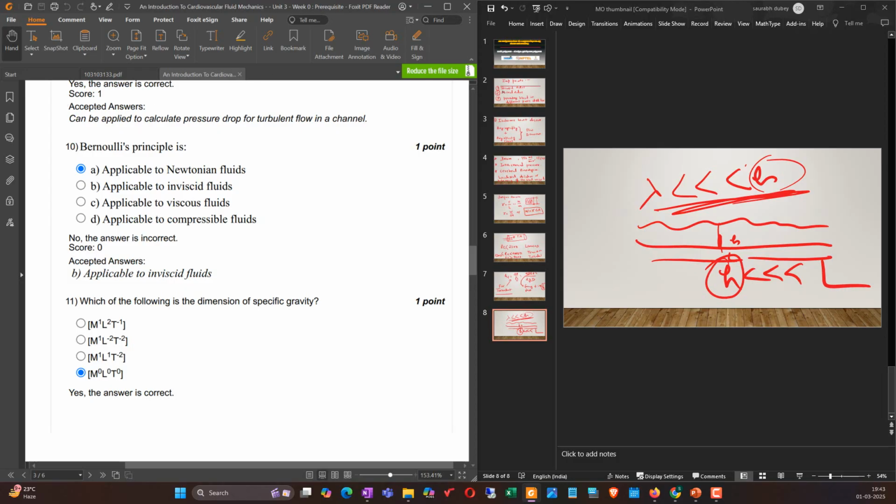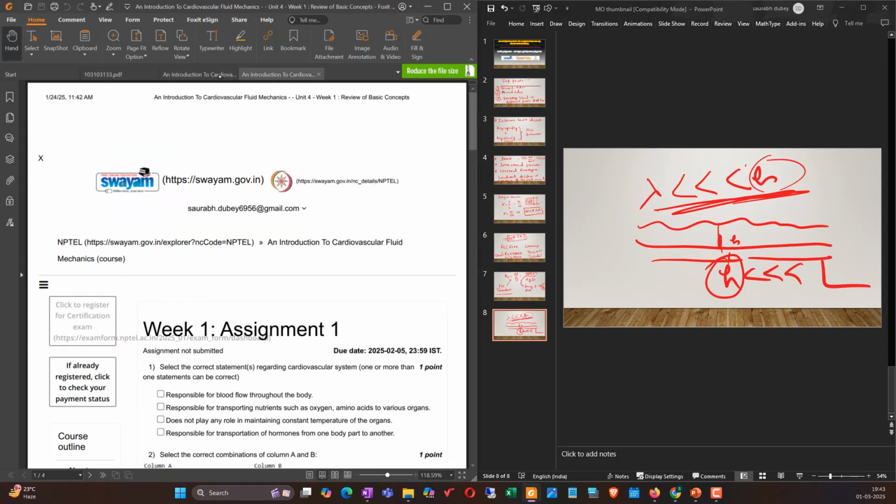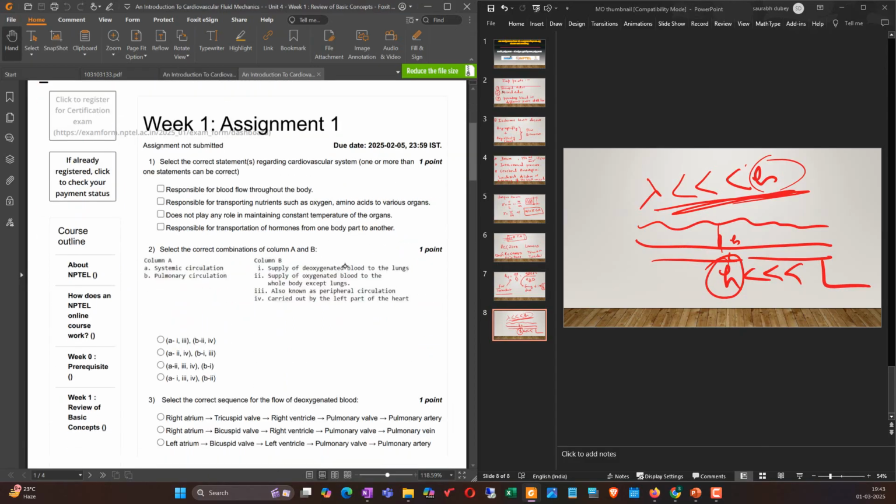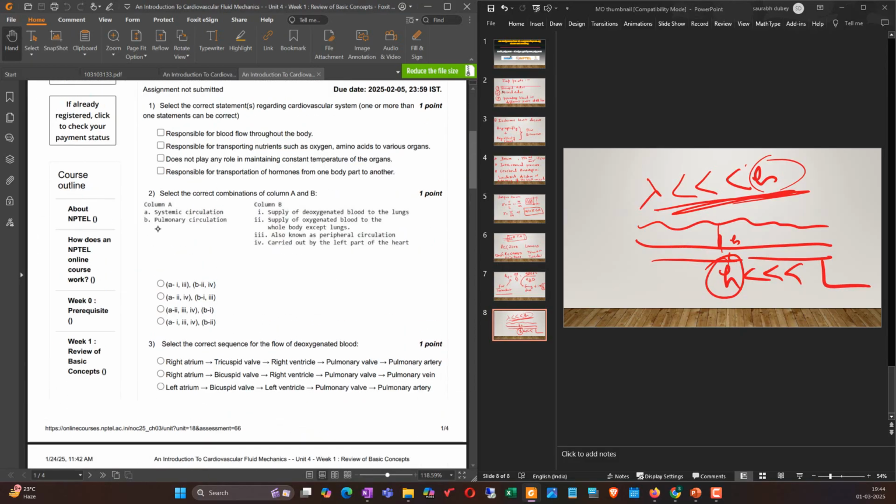assignment number 1. In assignment number 1, you see questions on the systemic circulation, the pulmonary circulation, and regarding the cardiovascular system. Which of the following is correct? Which is responsible for the blood flow throughout the body, responsible for the transport of nutrients such as oxygen, amino acids, and various organs, and does not play any role in maintaining constant temperature. Yeah, this is wrong.